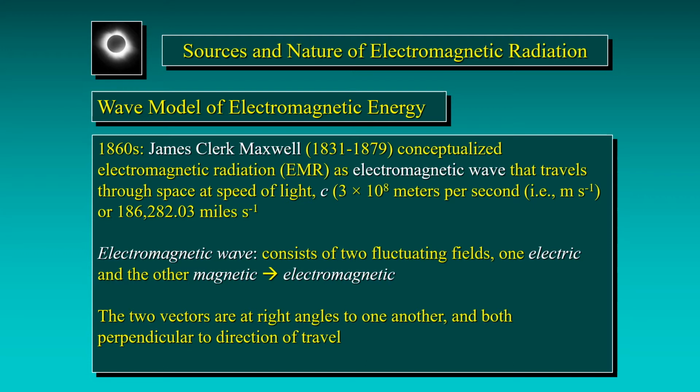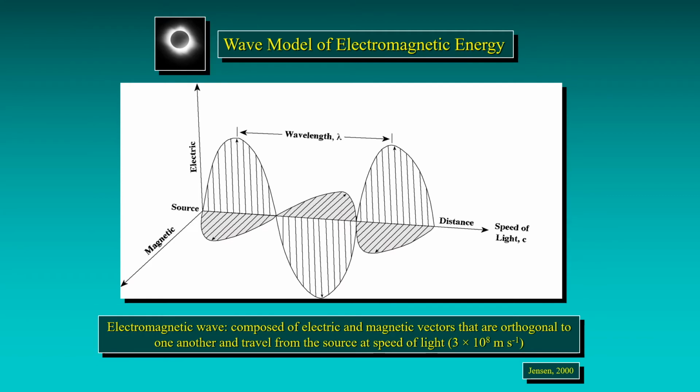So the electromagnetic wave consists of two fluctuating fields. One of those fields is the electric field, the other one is the magnetic field. Hence, we use the term electromagnetic. And those two vectors are at right angles to one another, and both of those are perpendicular to the direction of travel. This is a diagram of an electromagnetic wave. And again, as you can see here, we have the electric vector and the magnetic vector that is orthogonal or perpendicular to it. And both of those, again, are perpendicular to the direction of travel. And again, this wave is traveling at the speed of light in a vacuum, which is 3 times 10 to the 8th meters per second.